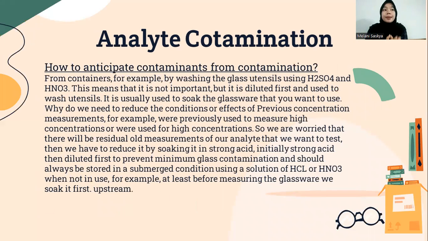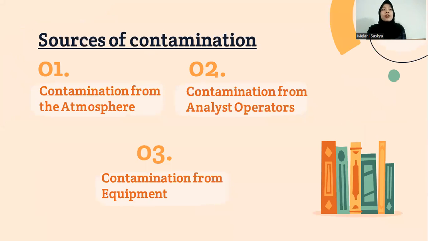How to anticipate contamination from the container? For example, by washing the glassware using H2SO4 and HNO3. This is diluted first and usually used to wash, and it is usually used to soak the glassware that you want to use. And next, sources of contamination.